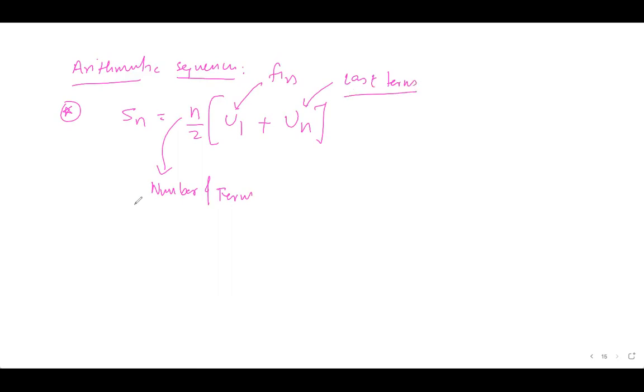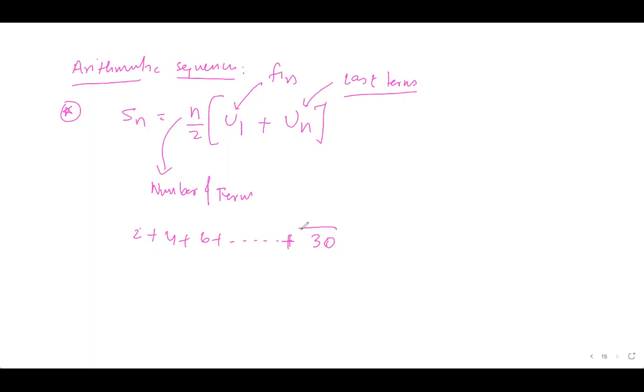So let us say I wanted to add up 2 plus 4 plus 6 plus and so on until, for example, 30. I wanted to add this particular sequence. It is very clear that here there are 15 terms, because each term is increasing by 2. So there will be 15 terms in order to increase to 30.